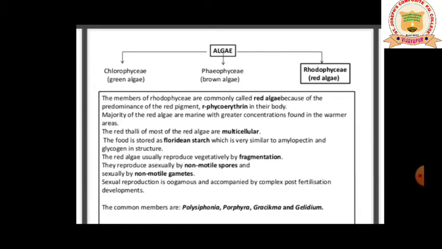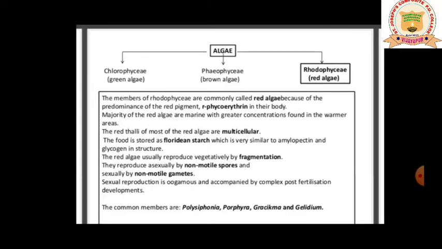Flagella are absent in the case of Rhodophyceae. They are found in fresh water, in brackish water, and in salt water also. So you come to know the difference between each class. I hope it is clear to you.